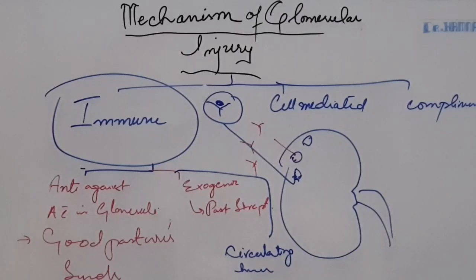So what is the example of circulating immune complexes which deposit in the glomeruli? The most important being SLE. So these are the main immunological mechanisms.